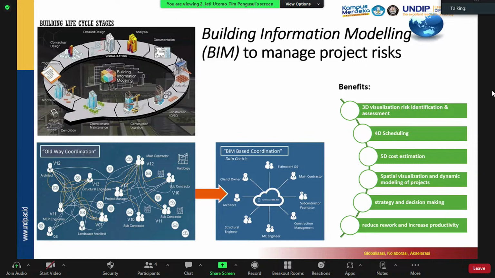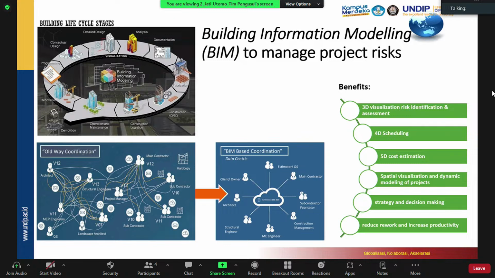Just to put it in a simple way, we can see the old way of coordination in the picture on the left. It is so complex because there are many parties involved in a project. Communication has to run along the way with different parties, and that's so complicated. BIM is coming to help as a platform for communication between the owner, the architect, the engineer, the structural engineer, the construction management, the subcontractor, the main contractor, and so on. So they can work together in real time, and we can eliminate unnecessary delay in coordination.